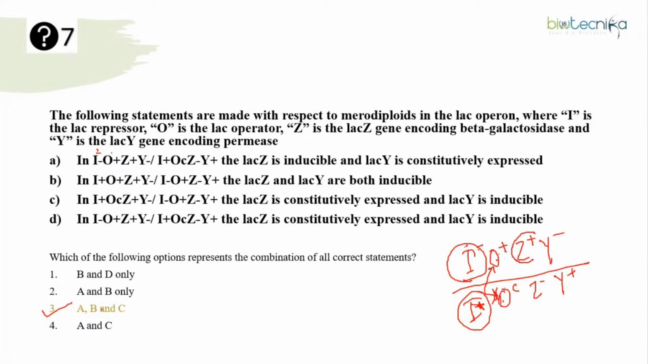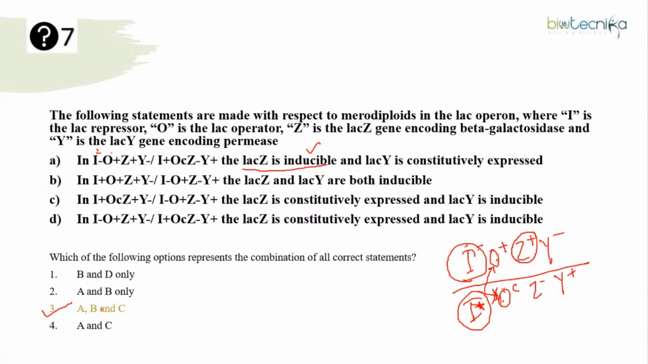The expression of this Z will be dependent on the presence of an inducer, right? When the repressor is binding to the normal operator, then the expression of Z is dependent upon the presence of an inducer. So lacZ is inducible, correct?